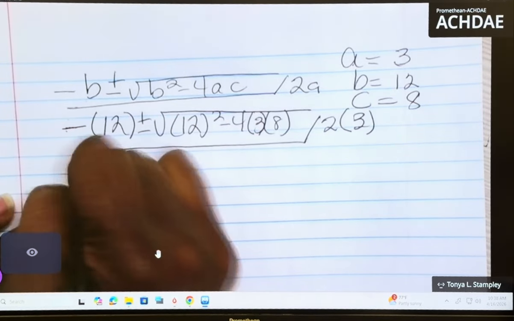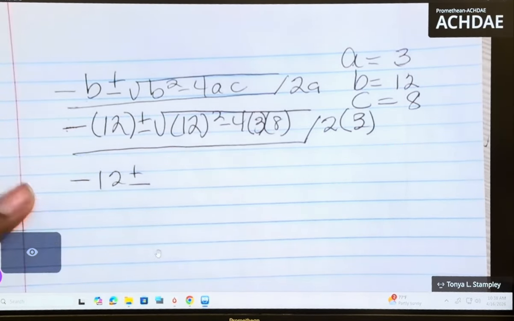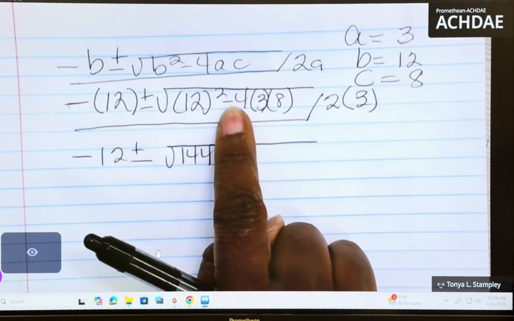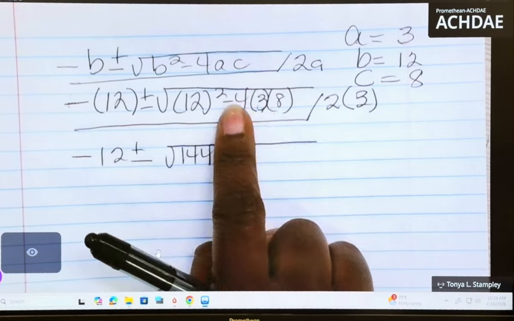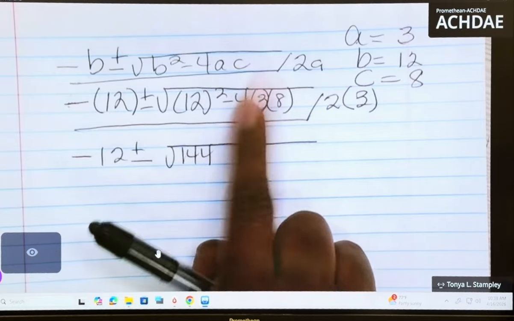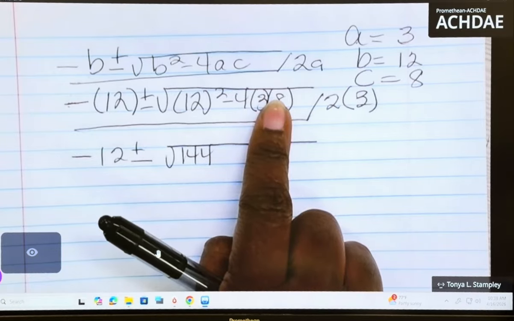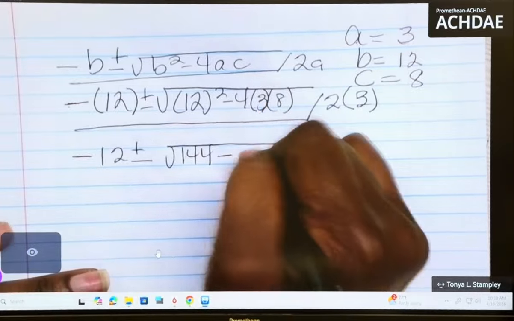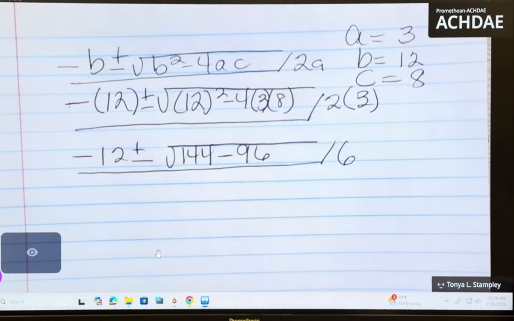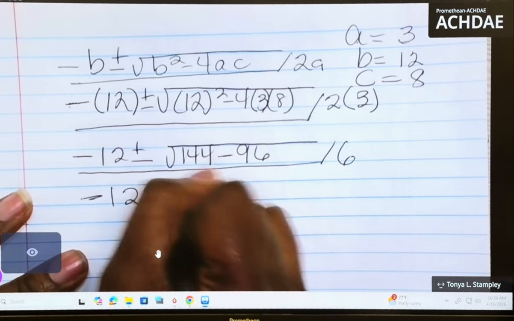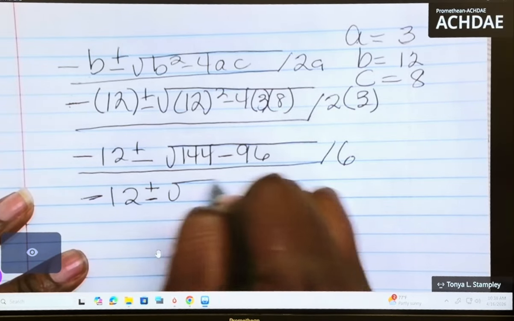All right, so now we've got negative 12 plus or minus the square root of 12 squared, 144. I've got a negative here, I don't just drop it. I do negative 4 times 3, which is negative 12. Negative 12 times 8, negative 96. So minus 96, all over 6. We good? All right, negative 12 plus or minus, what am I going to get under here?